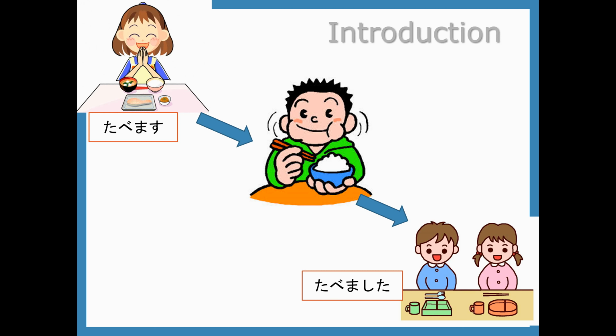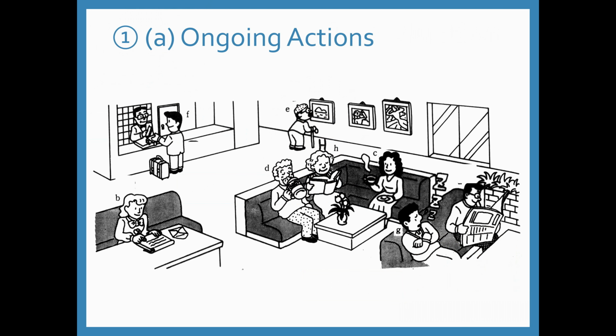We show this using the te form plus the verb imasu. So the te form of taberu is tabete, and when we put imasu on the end, it becomes tabete imasu. I am eating right now. Tabete imasu. So let's take a look at the people in this room right now.